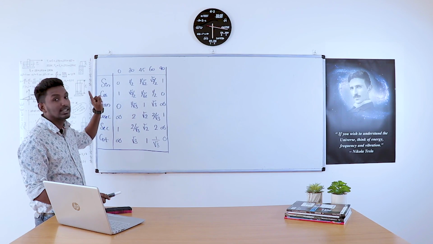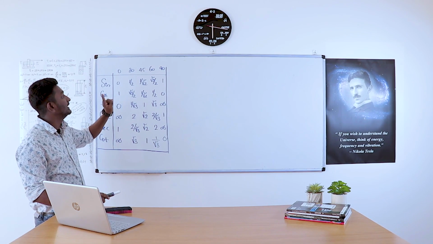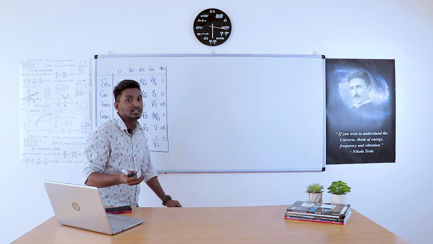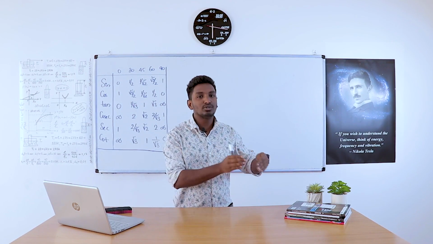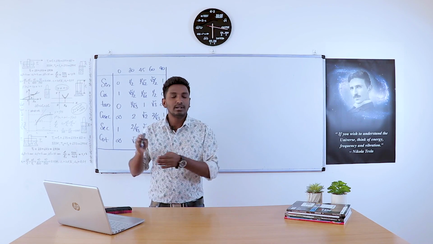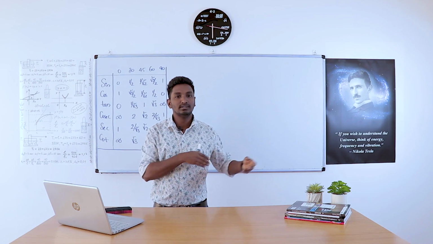Which are the specific angles? 0, 30, 45, 60 and 90. And once more, what is the order? 0, 1 by 2, 1 by root 2, root 3 by 2, 1.